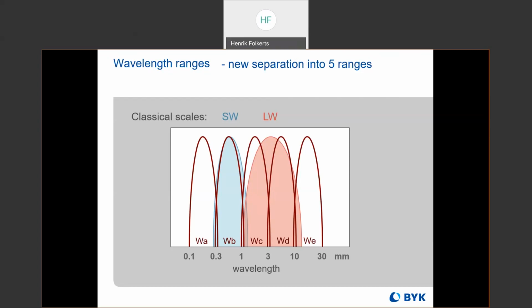So not only are we resolving the structure in the surface into more categories, but we're also expanding the range, whereas short wave and long wave, those two scales only go from about 0.3 millimeters to 12 millimeters. WA through WE expands that range to about 0.1 to 30 millimeters.